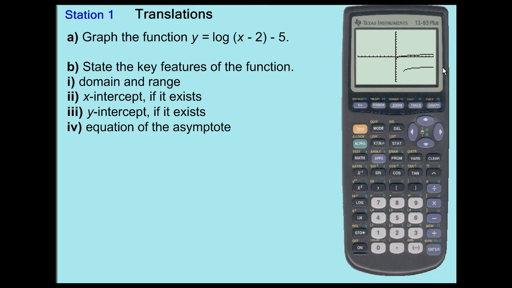So let's just see if some of that makes sense. The minus 5 should shift our graph down 5 units, and the minus 2 is going to shift our entire graph to the right 2 units. So I'm just going to change the window settings really quickly here. I know there isn't any negative value, so I'm going to maybe make that minus 1, and I don't even need to go as far as 10, so let's make it go to 5.